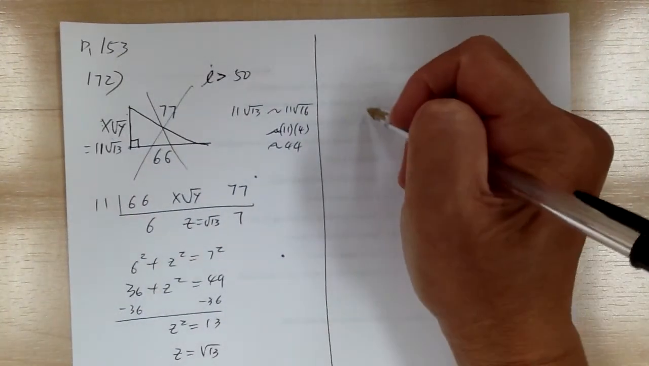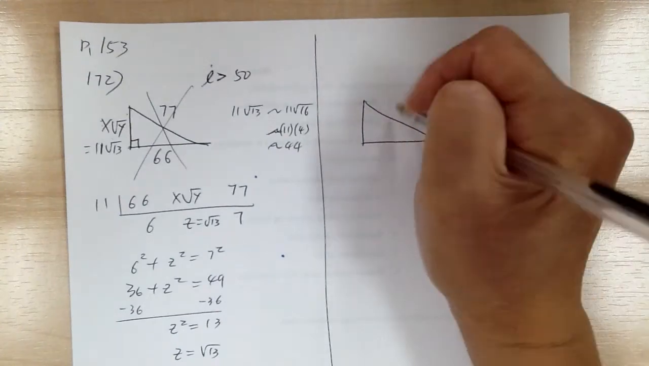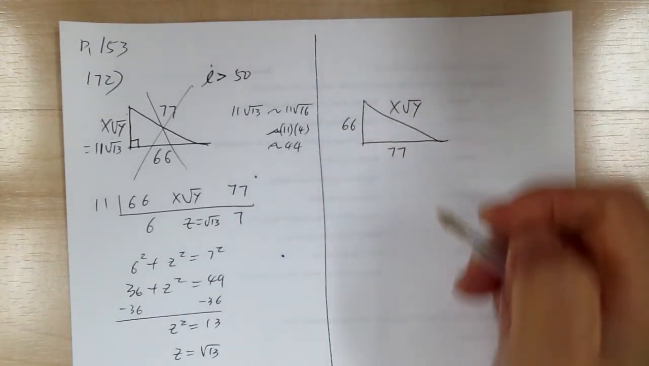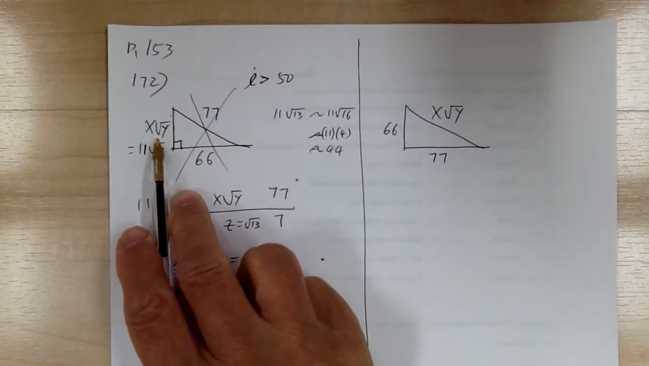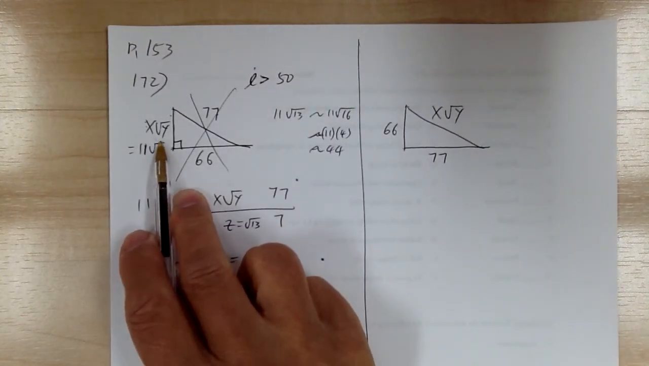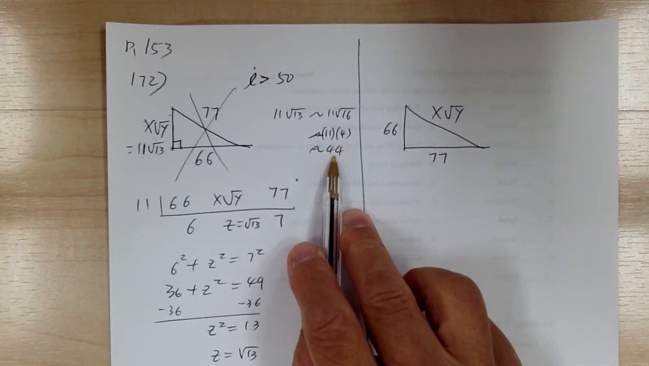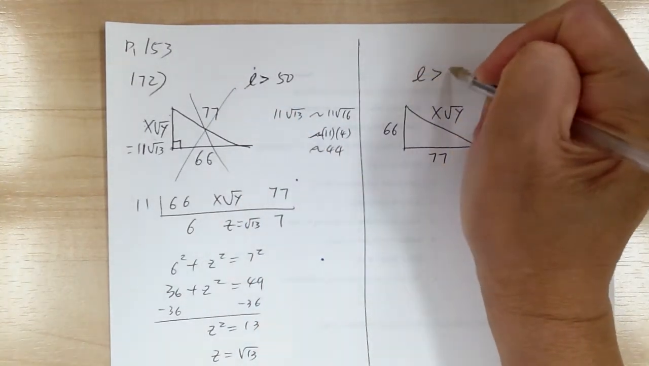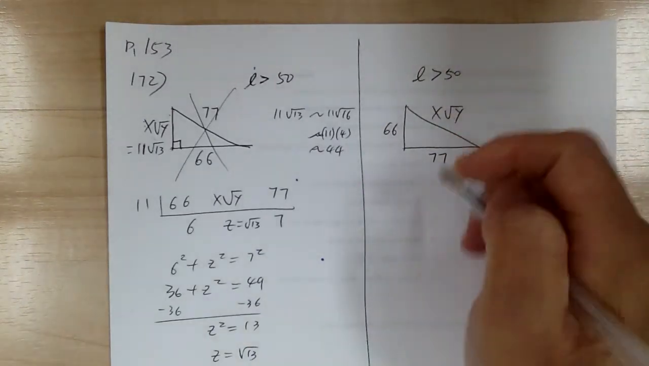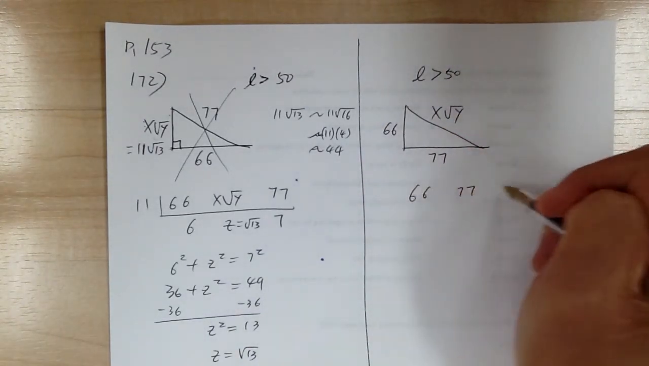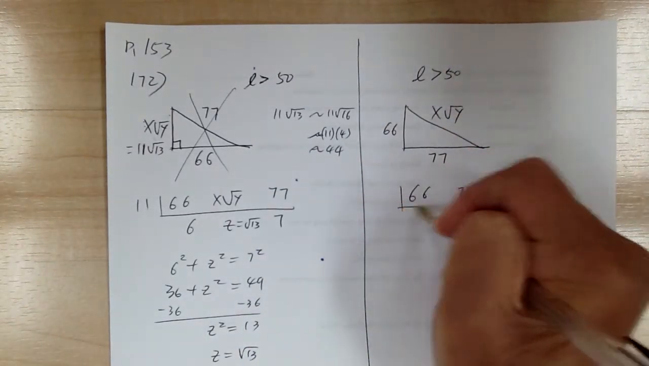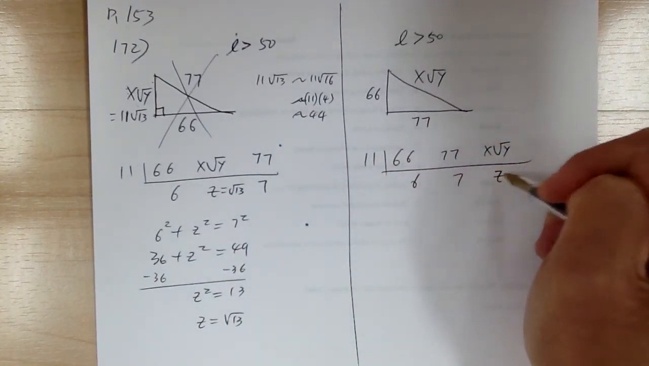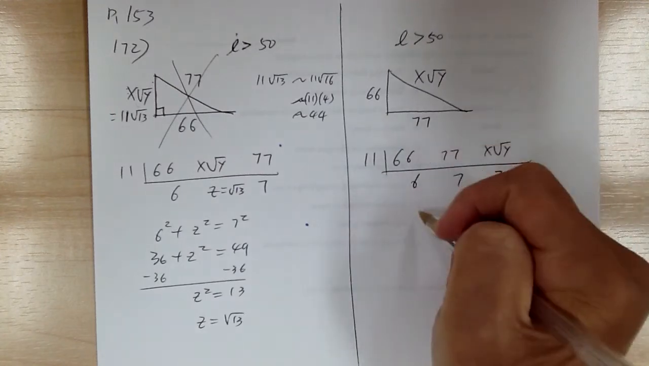So we have to look at the other way. This would be the x square root of y, and this would be 66, and this would be 77. So again, this cannot be the leg. This has to be the hypotenuse. If it's a leg, it's going to be too short, because it has to be greater than 50, right? So again, let's figure this out. You can factor out the 11, which makes things a lot easier to do. So use your Pythagorean theorem.